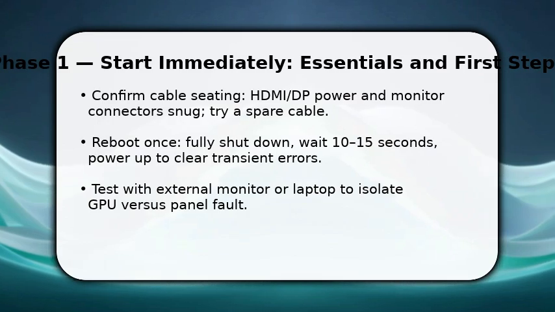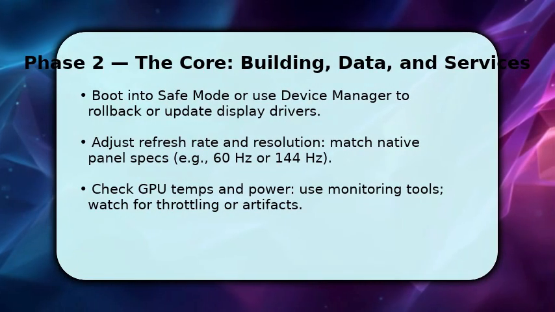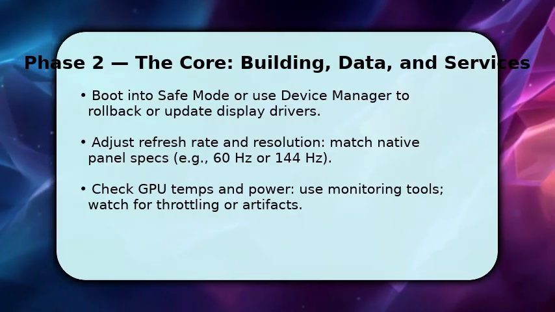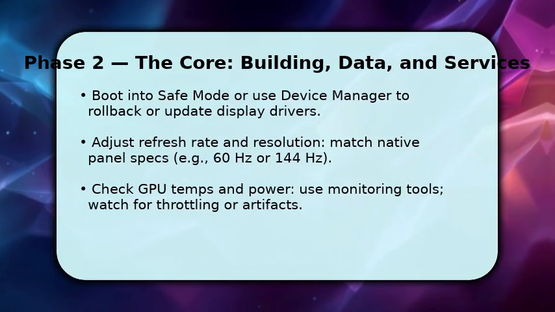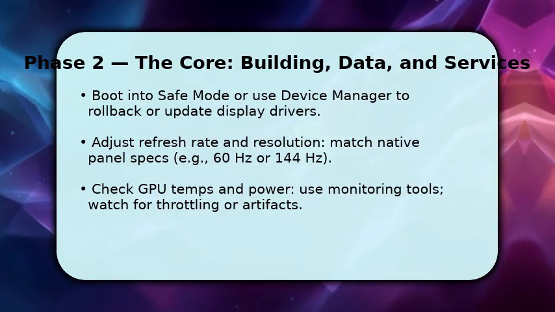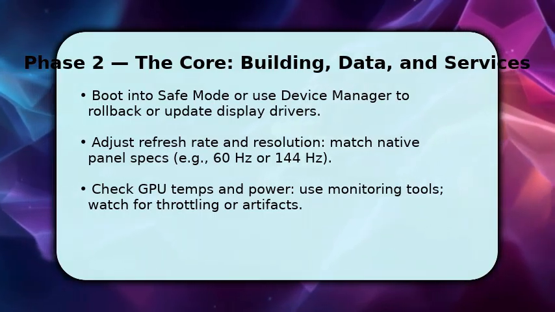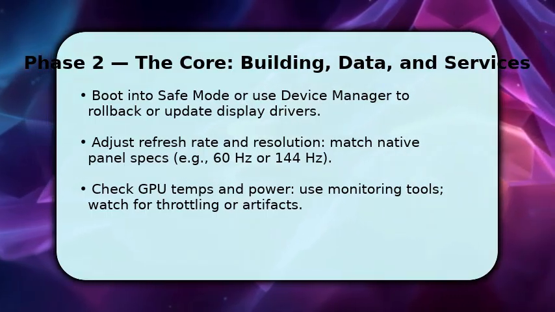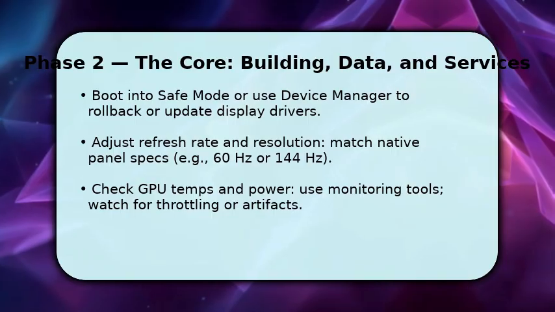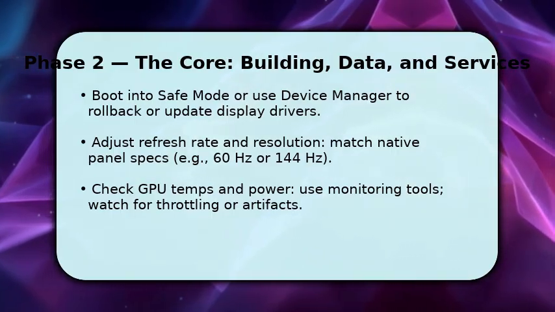Once you know the fault domain, address drivers and signals, because corrupted drivers often create tearing or artifacts. Boot into safe mode or open Device Manager to roll back or install the latest GPU driver. Make sure the driver matches your GPU model. Then set resolution and refresh rate to the panel's native specs. Mismatched settings can produce jitter.